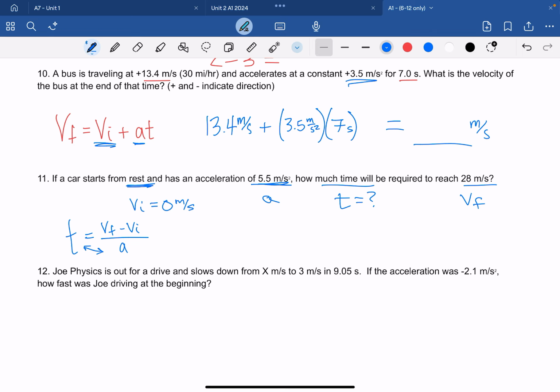Number 12, Joe Physics is out for a drive and slows down from x meters per second to 3 meters per second, and that happens over the course of 9.05 seconds. If the acceleration was 2.1 meters per second squared, how fast was Joe driving at the beginning? So you could probably tell by the x, but we're looking for VI. What is our initial velocity?